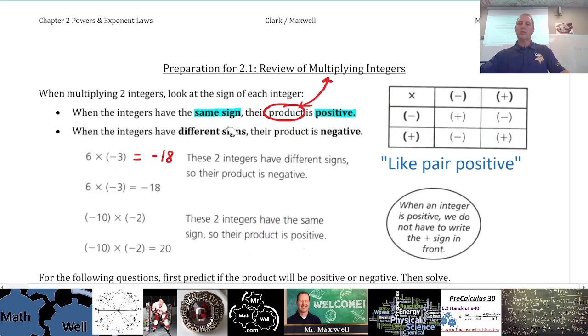So when the signs are the same, the product is positive. When the signs are different, their product is negative. Okay, so that was the case here. Positive times a negative is negative. Over here, signs are the same. Negative and negative, the answer is positive. Okay? Any questions there?